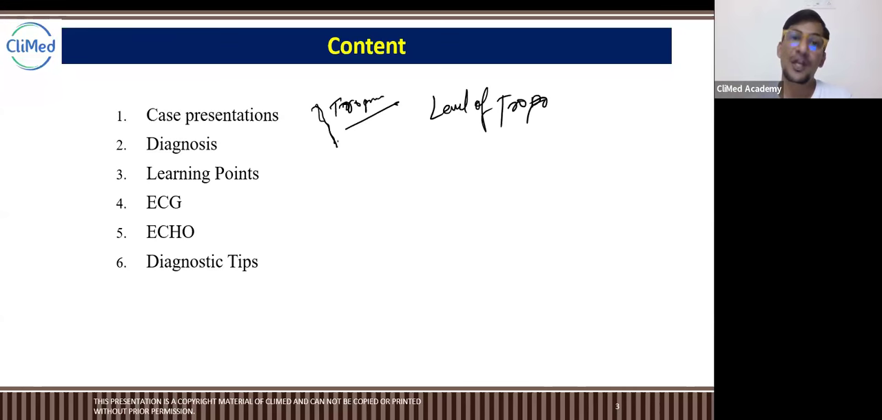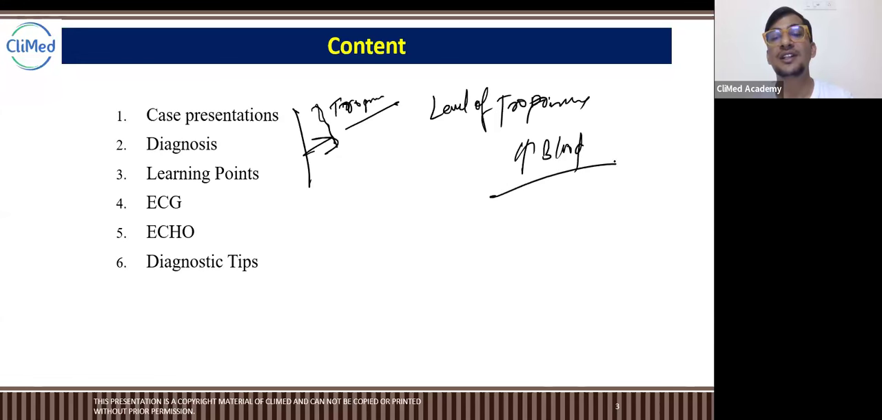Two types of troponin, usually troponin I and troponin T. No, not only two types, there are 3-4 types of troponin. I can tell you better in the class, right? So you can understand right now in layman language, the troponin comes from the injury site, and the level of troponin increases in the blood.